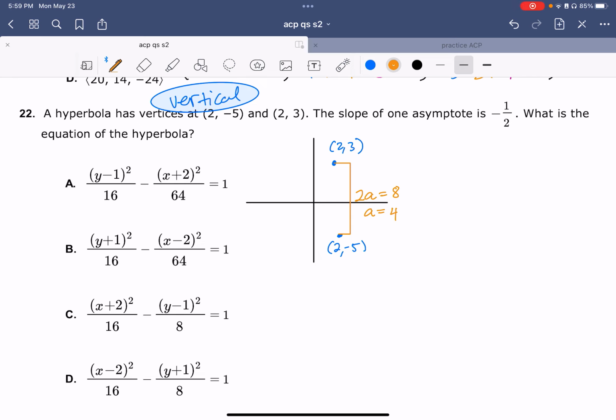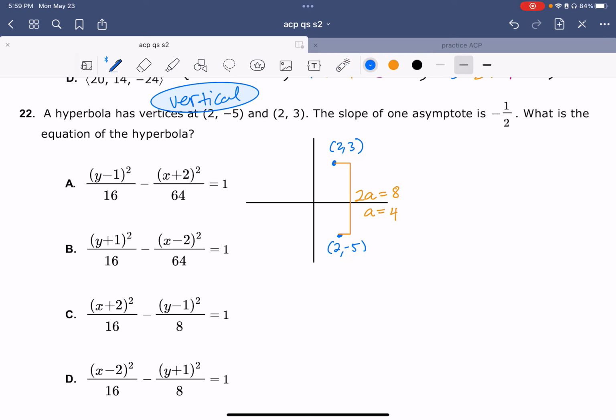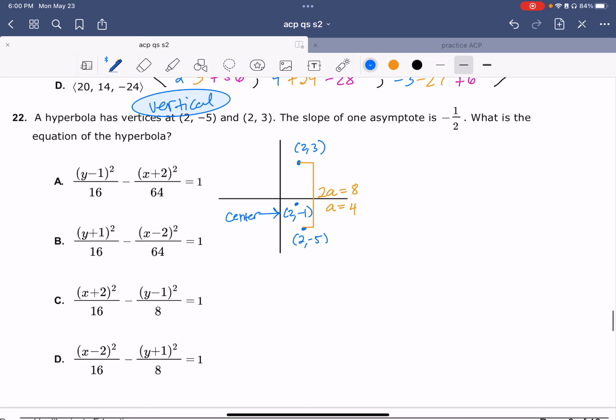So the semi-major is from the center to each vertex. So if you do -5 plus 4, then you end up at -1. Or you can start at 3 and then do -4. So 3 minus 4, either way you get -1. Okay, so the x coordinate doesn't change, but the y coordinate is -1, so (2, -1), like we just talked about. And that's the center. Okay, so we have h and k and we have a, we still need b.